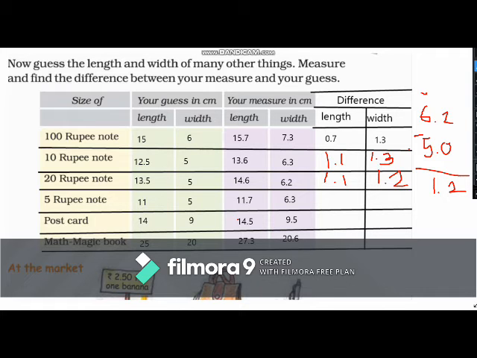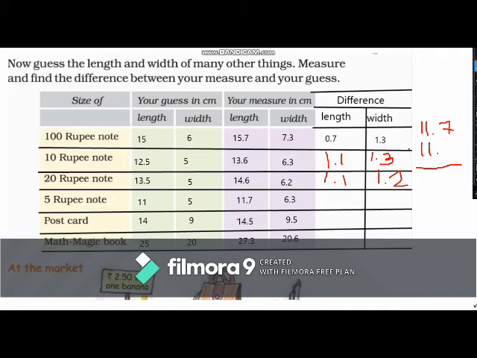Now here I have guessed the length and width of the 5 rupee note, that is 11 centimeter length and 5 centimeter width. But when I measured the 5 rupee note, I found the length is 11.5 centimeter and width is 6.3 centimeter. Now let us find out the difference between length and width. So here 11.7 minus 11.